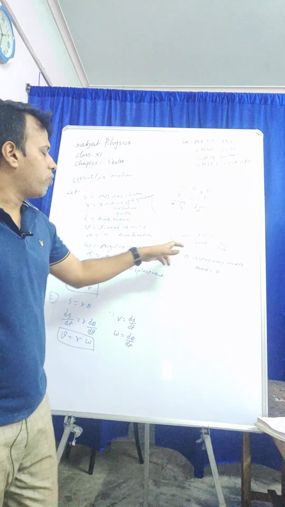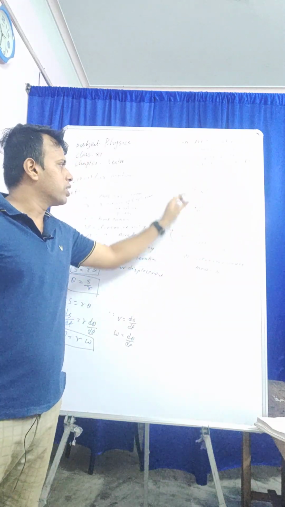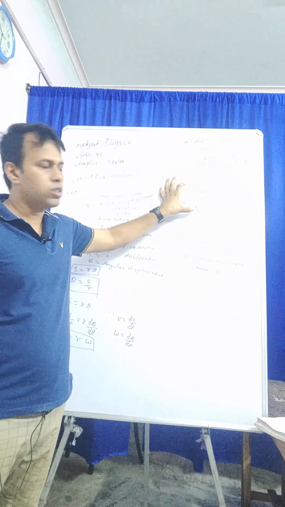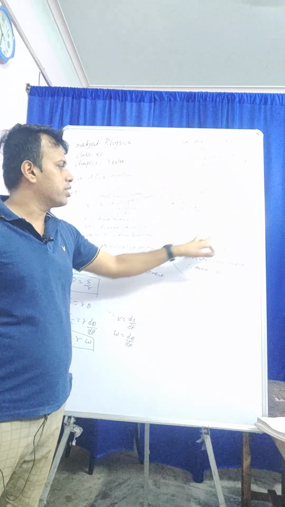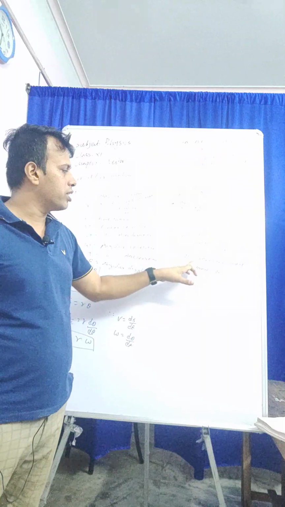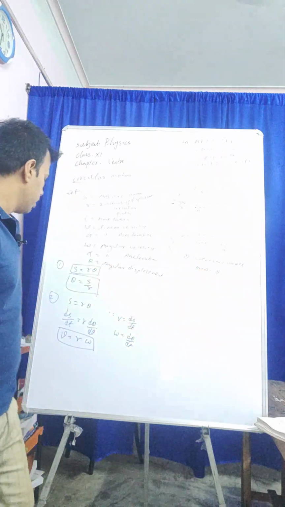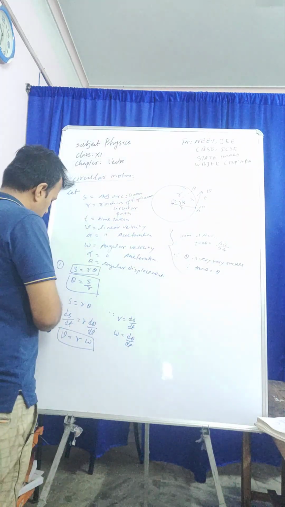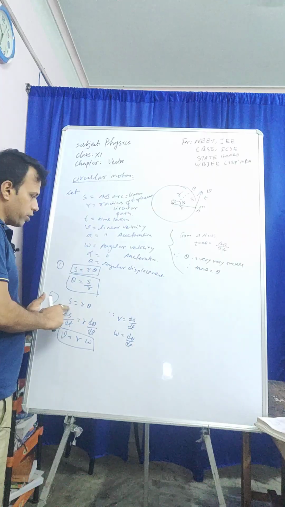Or from triangle AOB, since A and B are very close to each other, we can consider this arc as almost a straight line. So tan theta is AB by OB. Since theta is very, very small, tan theta equals theta. So s is equal to r theta. This is one relation.